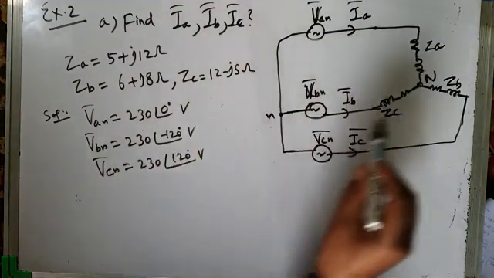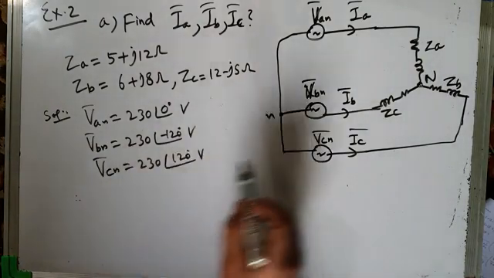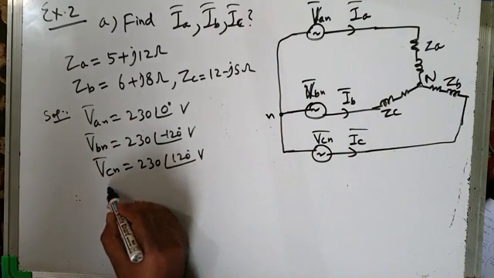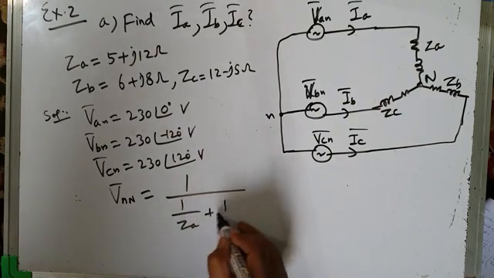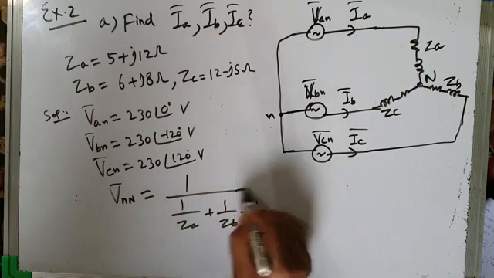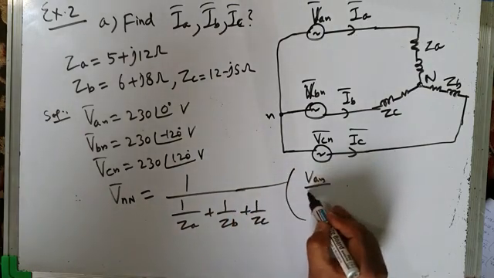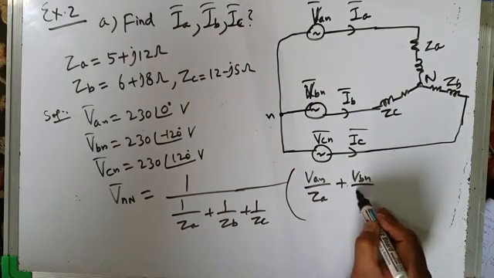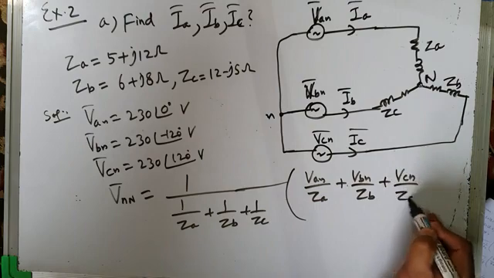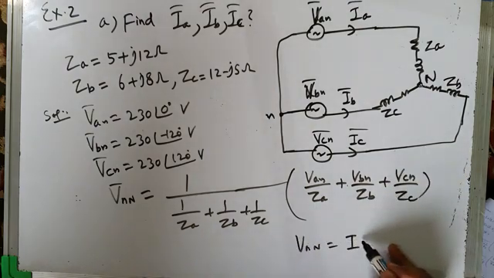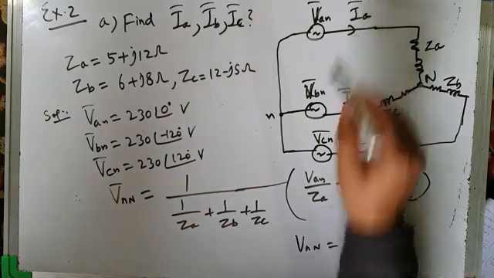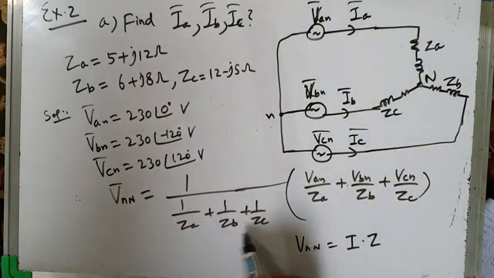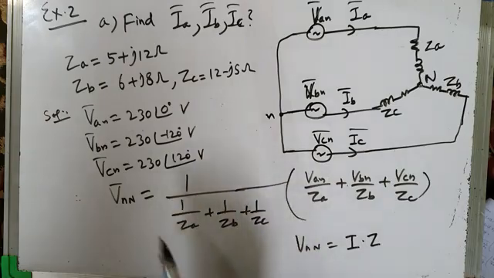So if you try to find the neutral to neutral voltage, which is very important, here it will not be 0 because the two neutrals are not connected to each other. So VNN will be given by this formula: 1 by ZA plus 1 by ZB plus 1 by ZC, inverted, into VAN by ZA plus VBN by ZB plus VCN by ZC. Actually, neutral to neutral voltage is given by total current into total impedance. So this is current in A, current in B, current in C, and these are the load impedances. If you apply this formula, you will get the neutral to neutral voltage.